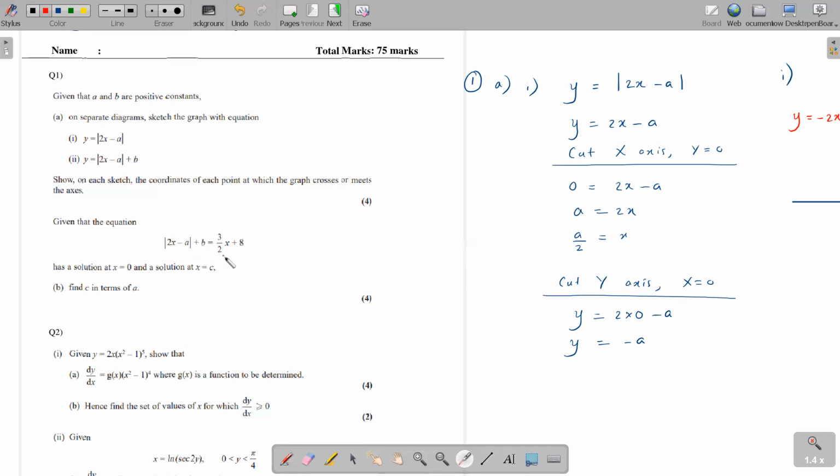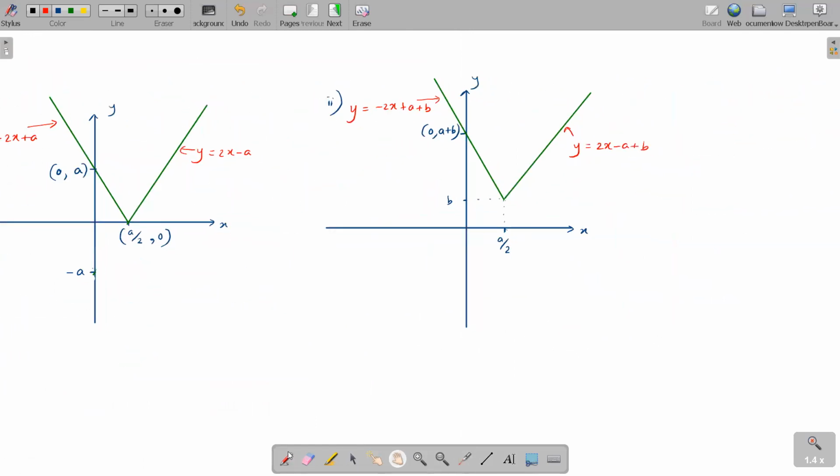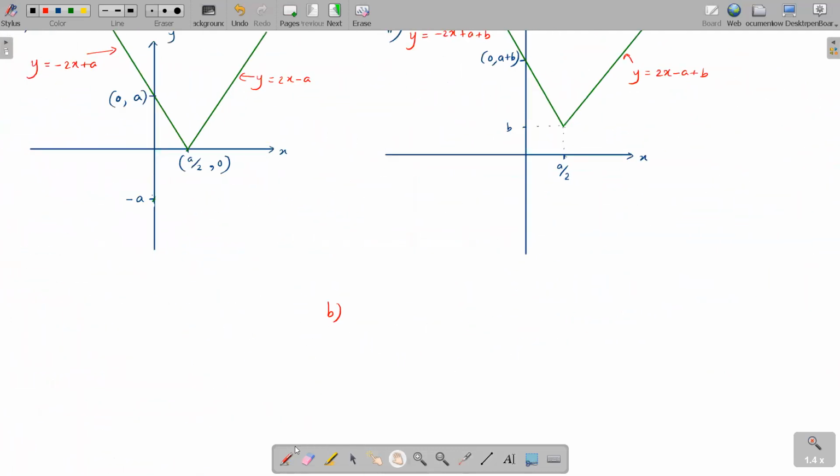So this graph, they are equating it. So it's equal to 3 over 2x plus 8, which means it's another straight line. They say there is a solution at x equals 0 and at x equals c. So there is a solution at x equals 0 means, children, what do you understand? Now part B, what was it? I need to remember it. Modulus 2x minus a plus b equals 3 over 2x plus 8. Did I write the question correctly?